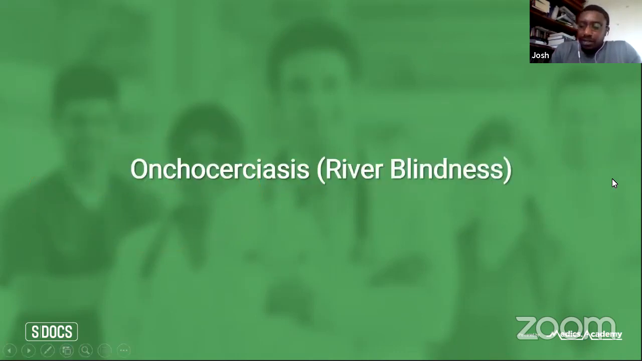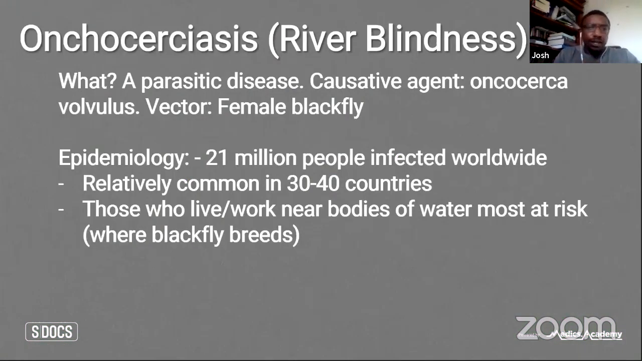So we'll start with onchocerciasis, or river blindness. What is onchocerciasis? It's a parasitic disease. The causative agent is Onchocerca volvulus, which is a parasite, and the vector is a female black fly, which spreads the parasite by biting other humans. The parasite then comes into the tissue or bloodstream, and once the parasite's inside the body, it lays multiple offspring, and they travel in the bloodstream to where they're going to cause lots of issues. But we're going to be focusing on the eyes today.